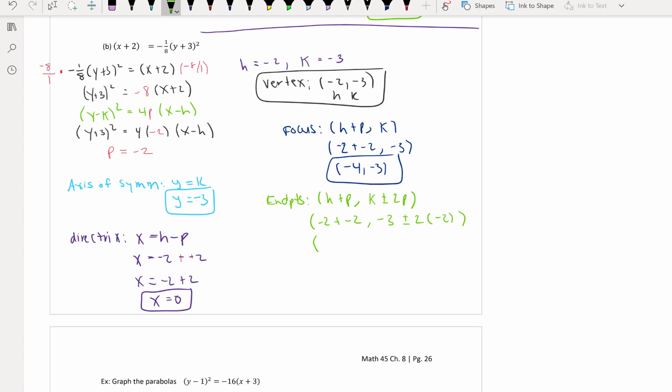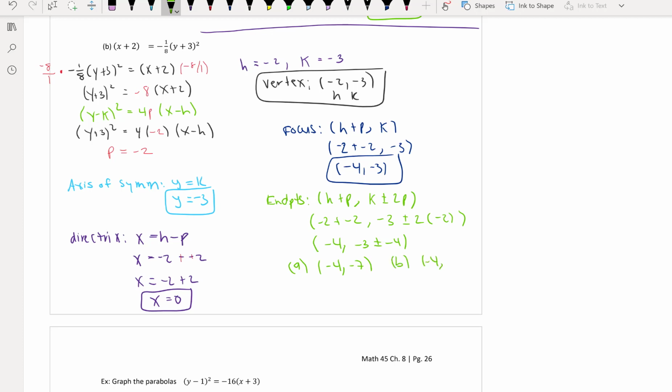So I'm going to have -2 times -2, which is -4, comma, -3 plus or minus, and now I have 2 times -2. Well, actually, yeah, that's fine. 2 times -2 is -4. So I'm going to have -4, and I'm going to have -3 plus -4. That's going to give me a -7.